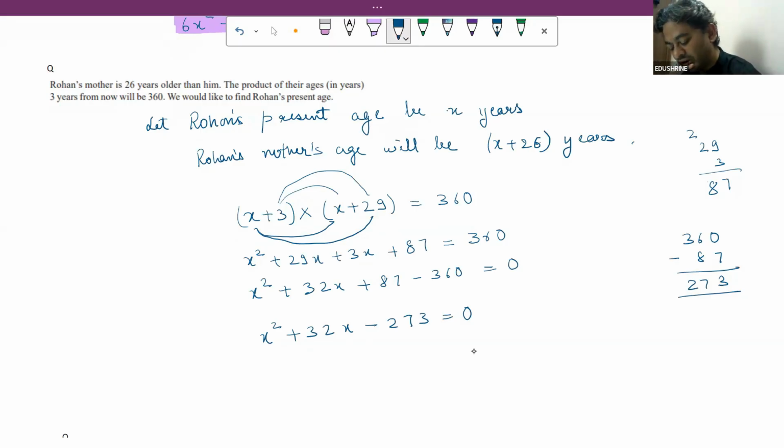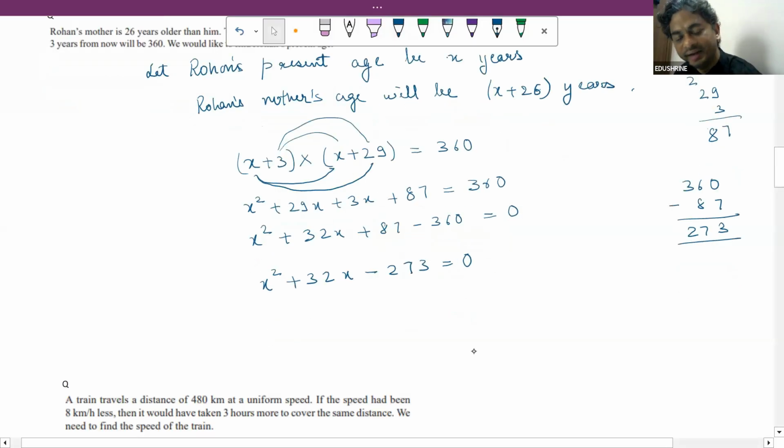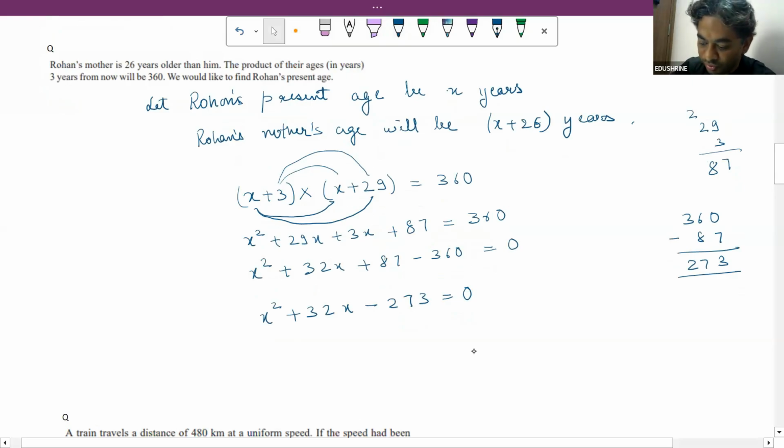So x square plus 32x minus 273. Now I don't know how to solve this. There are two methods of solving a quadratic equation. The first method is the factorization method. The second method is the quadratic formula that I have given you. Now for the quadratic formula, I will have to do 32 square and all. It will be a little difficult, I think. So I'm just thinking, is there any way that I can factorize this? That means I want two numbers. Okay, think like this. I want two numbers.